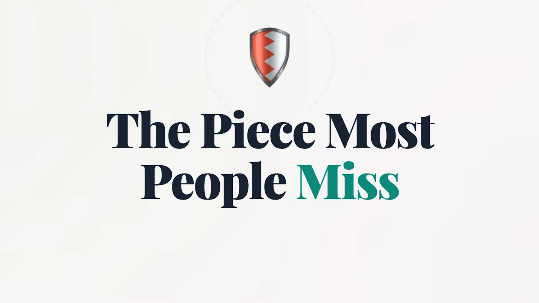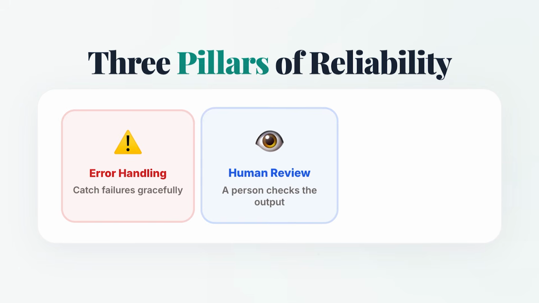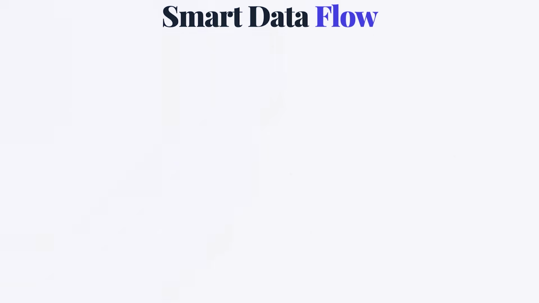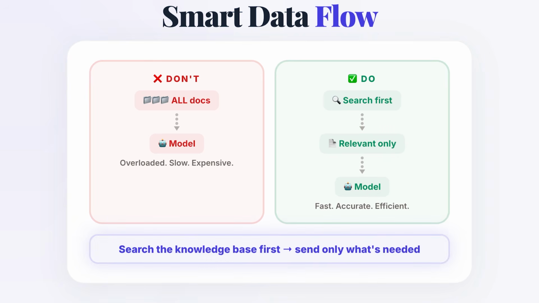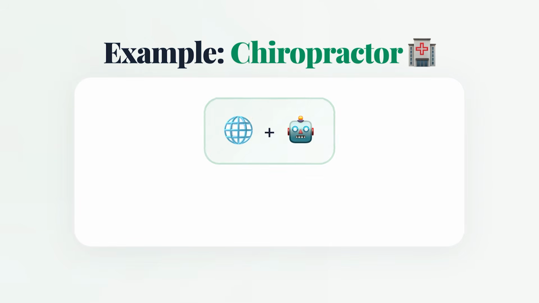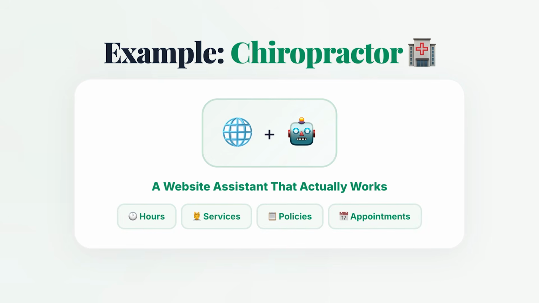The piece most people miss is reliability. A real client system still needs error handling, human review, and testing. You should also avoid loading every client document into every conversation. Search the knowledge base first, then send only the relevant information to the model. Here is where this becomes useful for a real service business. A chiropractor may want a website assistant that answers approved questions about opening hours, services, office policies, and appointment availability. Flash could help understand each question and prepare the response.